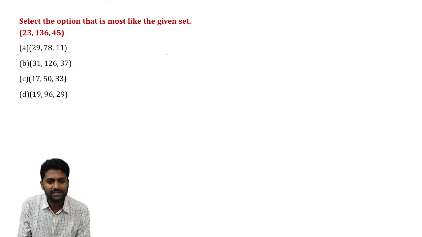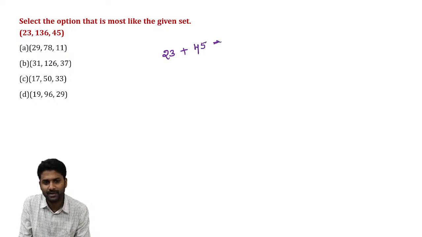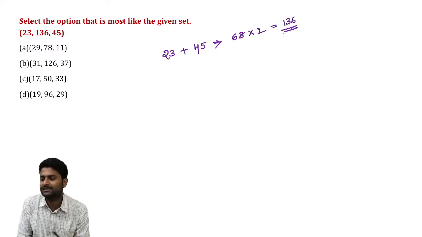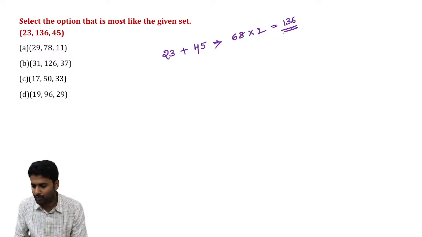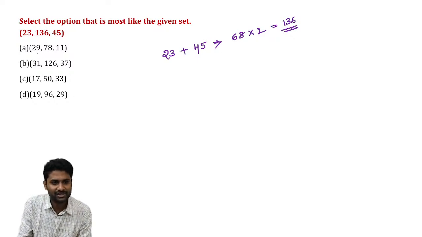Now see the relation if we have three numbers: 23, 136, and 45. As you know, 23 plus 45 is equal to 68. If 68 is multiplied by 2, then it becomes 136. Now, out of the 4 options, which one can satisfy that condition?